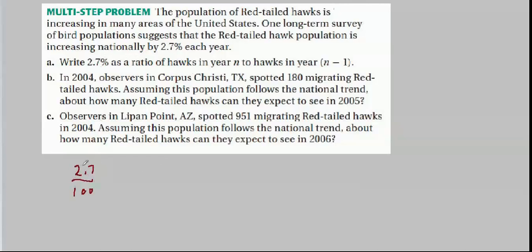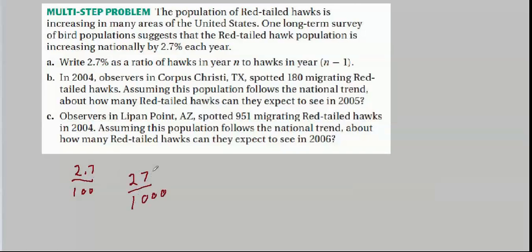But that's the increase. So let's try to get this into whole numbers so it makes sense. We didn't add 0.7 hawks for every 100, or 2.7 rather, but suppose we write it as 27 over 1,000. Now we've got whole numbers. We just multiply this by 10 and this by 10. So we get 27 over 1,000. That's the increase in 1 year.